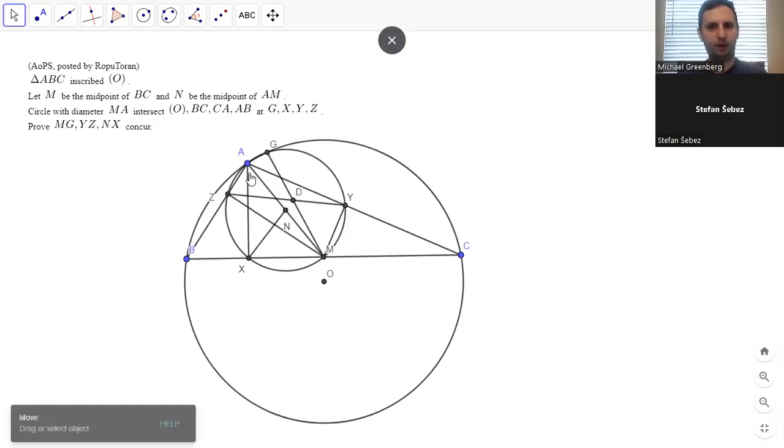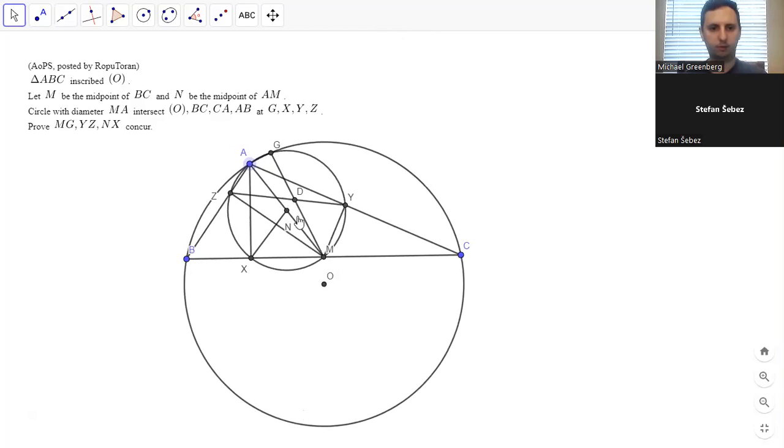Yeah, I feel like there has to be some kind of projective bash that works. Yeah, you can project A through those points. You could also project this point through those. So yeah, we kind of like that.